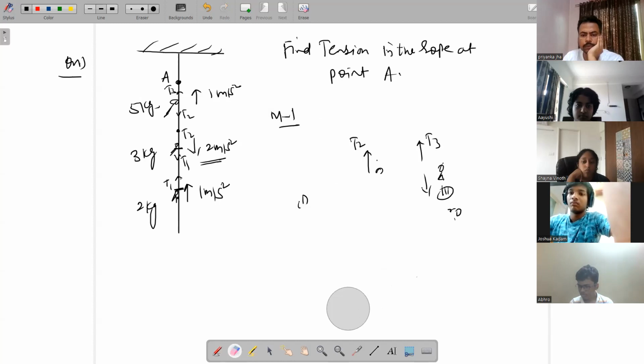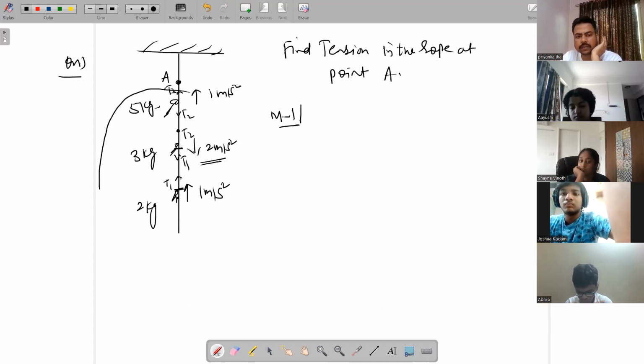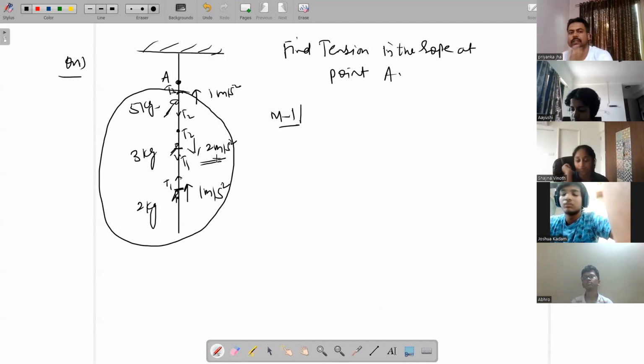See, method number 2. I will not draw the FBD of all 3 monkeys. What I'll do is just draw the FBD of this complete system. This is our system of particles. Because in this system, this T1 and this T1 are cancelling each other. They are internal. This T2 and this T2 are cancelling each other. They are internal forces, right? So net internal force will be 0.